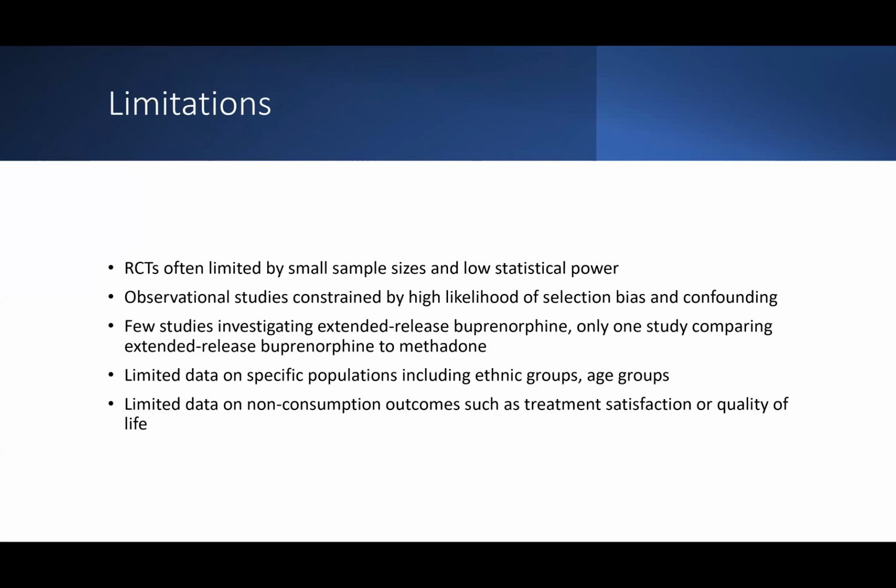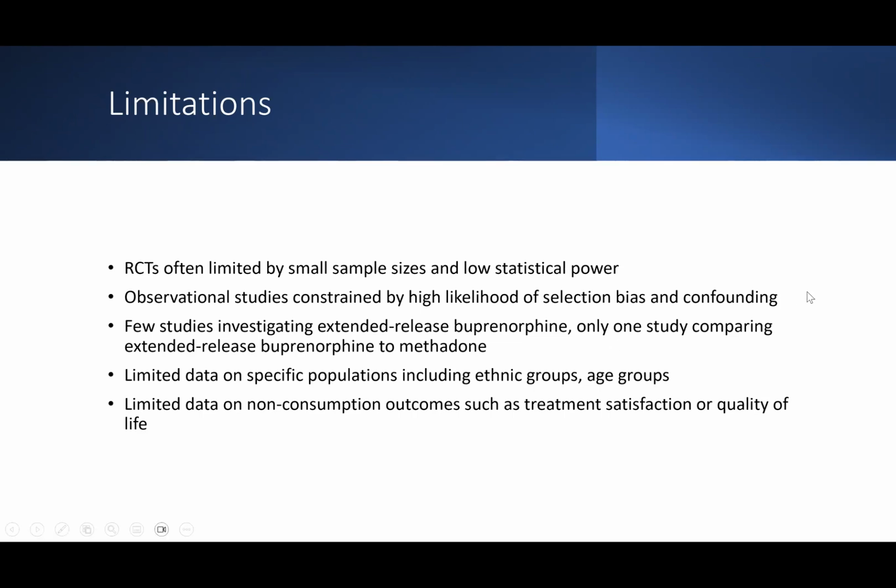Some limitations of the study. So in terms of the randomized controlled trials that they found, they were often limited by small sample sizes and therefore low statistical power. And then the observational studies had much higher numbers of participants, but there was a high likelihood of selection bias, who is chosen for treatment of methadone versus buprenorphine, as well as confounding. And then there were few studies that studied extended release buprenorphine, and only one study that directly compared extended release buprenorphine to methadone.